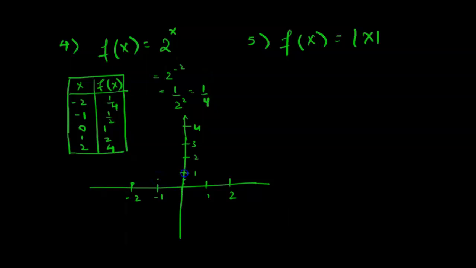When x is 0, y is 1 here. When x is 1, y is 2. When x is 2, y is 4. And now all we have to do is just connect all of these dots, and this is how the graph is going to look like.